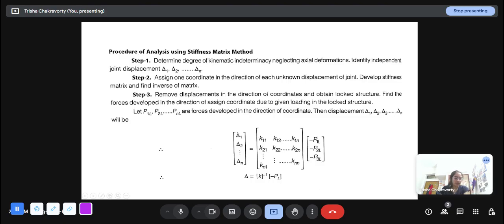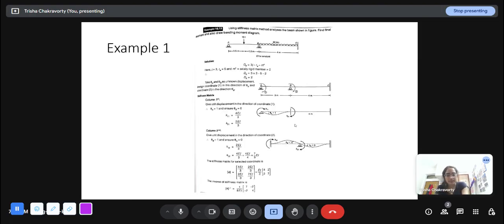So n rows, 1 column, and the stiffness matrix will be n cross n, and n is the degree of kinematic indeterminacy. Now let us look at the examples. Using stiffness matrix method, analyze the following beam, find final moment, and also draw bending moment diagram.